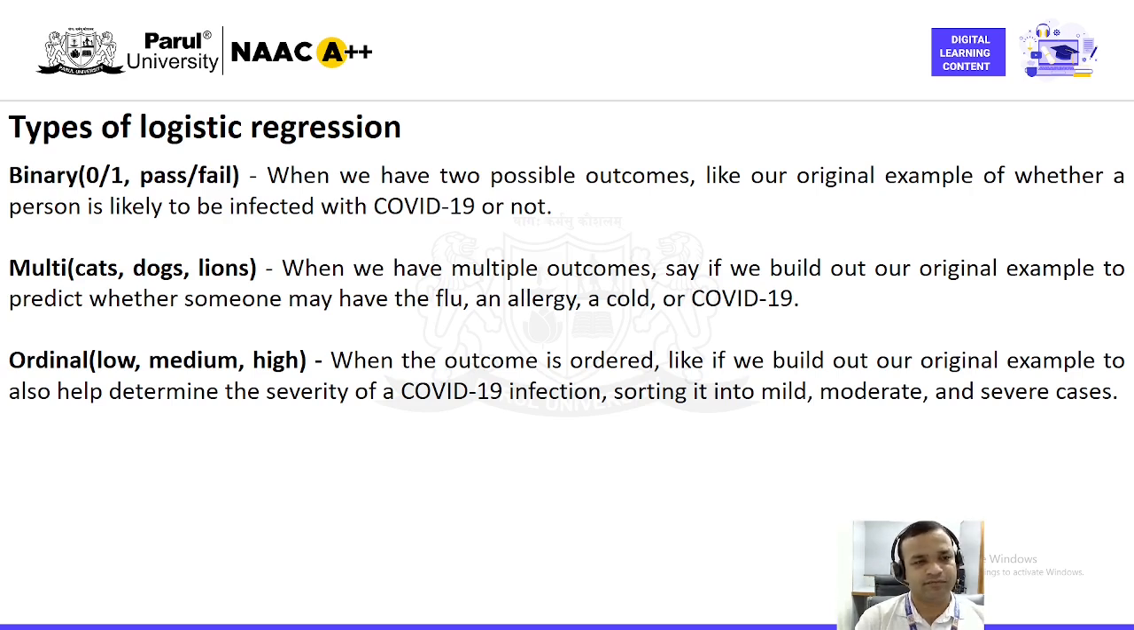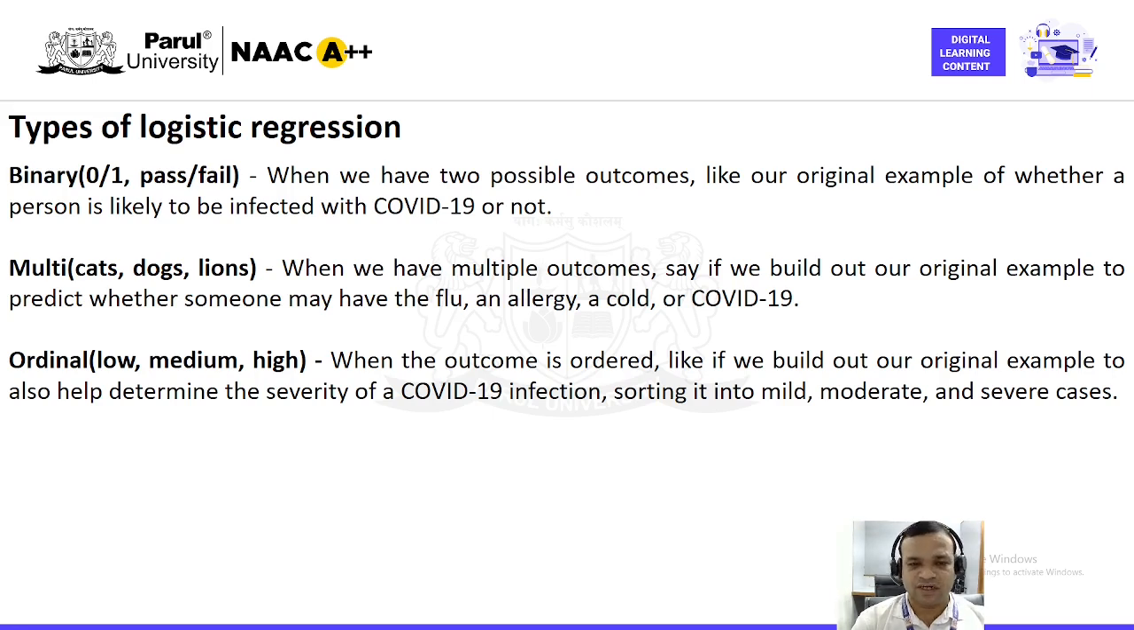So first one is binary. For example, when we have two possible outcomes, like our original example of whether a person is likely to be infected with COVID-19 or not. It will be infected by COVID-19 or it will not be infected by COVID-19. Like 0 1 category, pass fail category, ham spam category, in binary form.